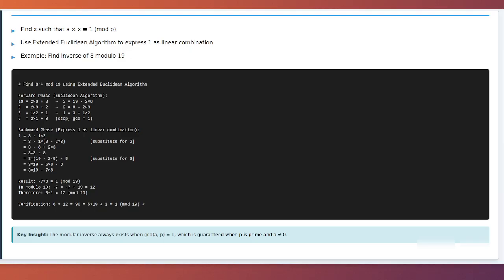In modular arithmetic modulo 19, we ignore the 3 times 19 term, so negative 7 times 8 equals 1 modulo 19. Since negative 7 plus 19 equals 12, the inverse of 8 modulo 19 is 12. We can verify. 8 times 12 equals 96, and 96 modulo 19 equals 1.